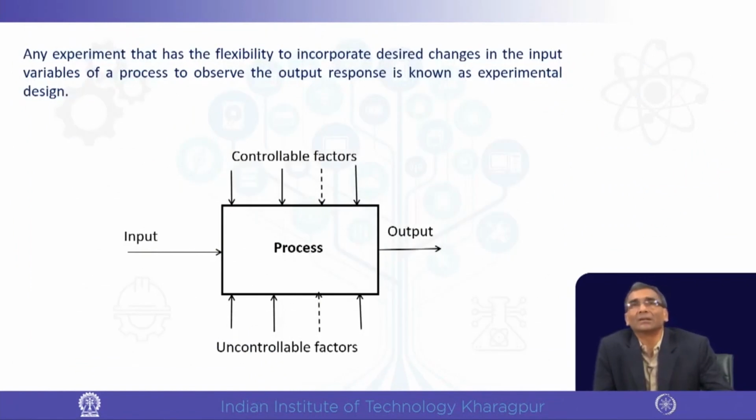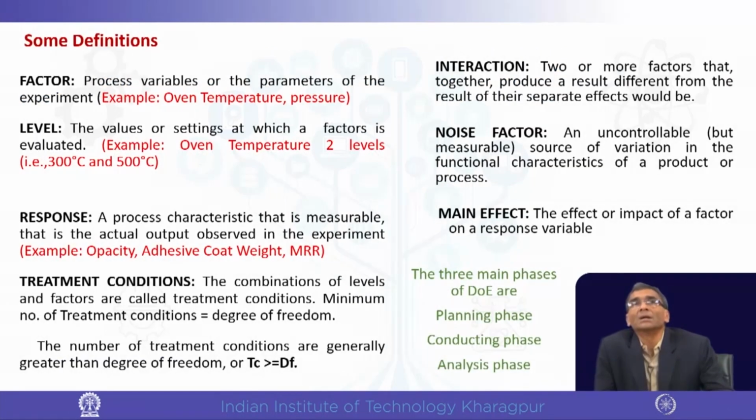So this is a general format. You know that there is input, process, output, and there are controllable factors and uncontrollable factors. Uncontrollable factors are the noise that we have mentioned. I have already given all the definitions: factors, levels, and so on. You can always check the data. Response is the outcome, the result. Treatment conditions: we have discussed that the 8 experiments are called treatment conditions.